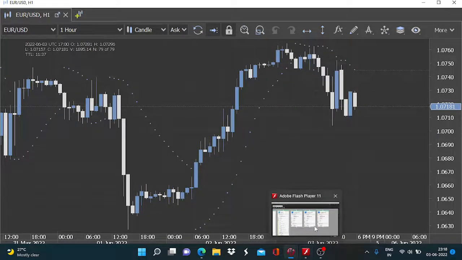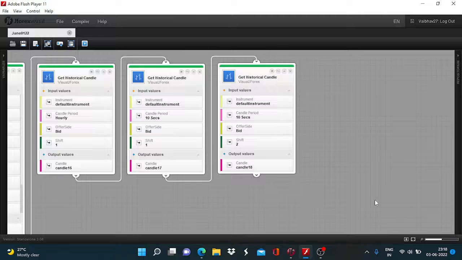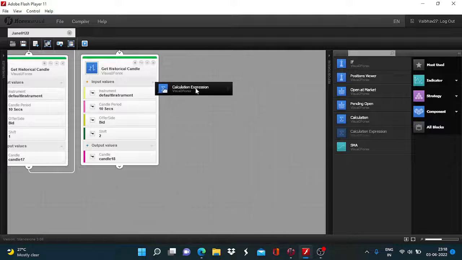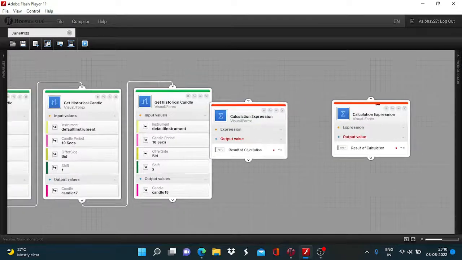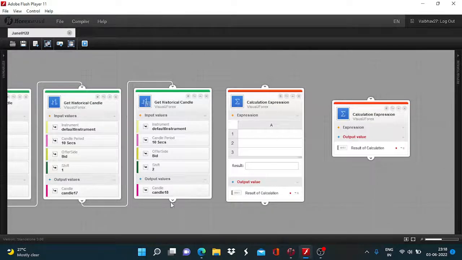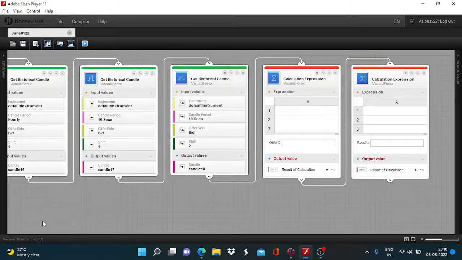Okay, so now it's time to turn to the execution. First thing first, we will have to get the pip values defined. We have to define two variables, one with the 15 pips and one another with 30 pips, not 13. So I'm going to get two calculation expression here. We join it to this last get historical candle block, and here we have this. All right.